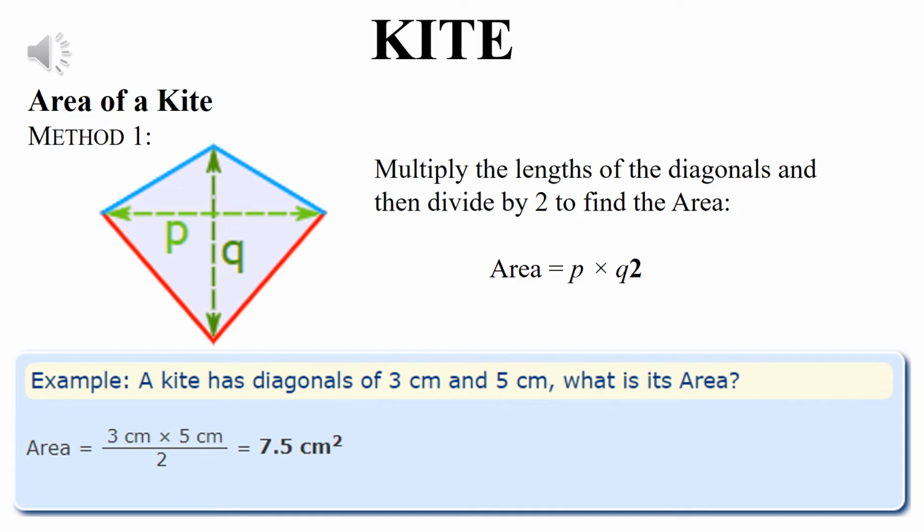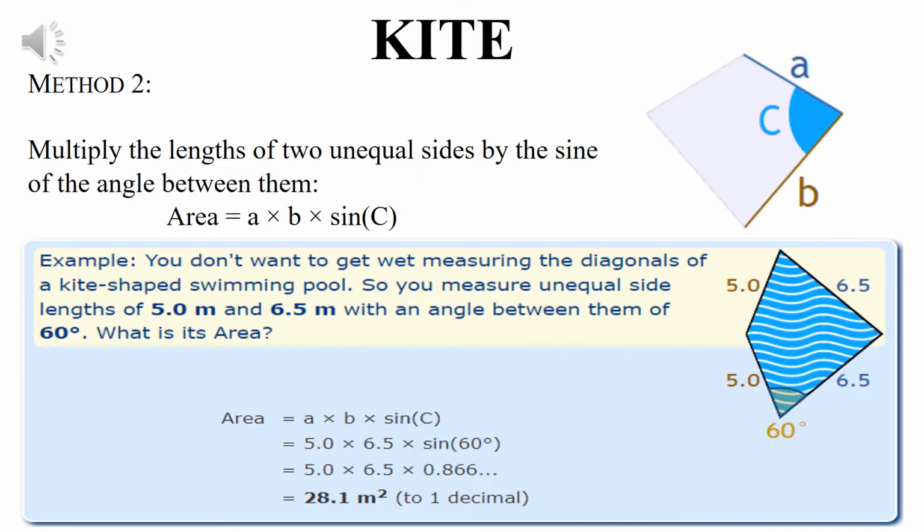Area of a kite. Method 1. Multiply the lengths of the diagonals and then divide by 2 to find the area. Area equals P times Q over 2. Example, a kite has diagonals of 3 cm and 5 cm. What is its area? Area equals 3 cm times 5 cm over 2, which equals 7.5 centimeters squared. Method 2. Multiply the lengths of two unequal sides by the sine of the angle between them. Area equals A times B times sine C.